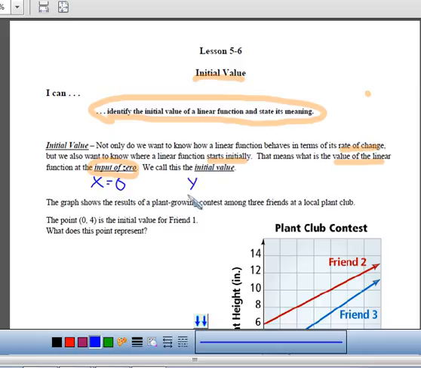You've heard me mention this before as the y-intercept. The initial value, when the input is 0, what is the y value? Alright, so we have an example that we saw before in the previous lesson.